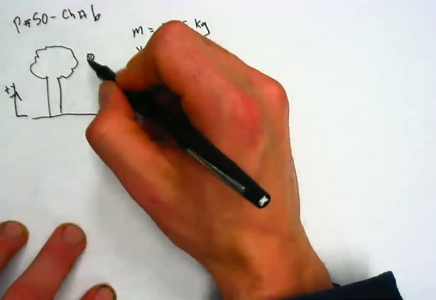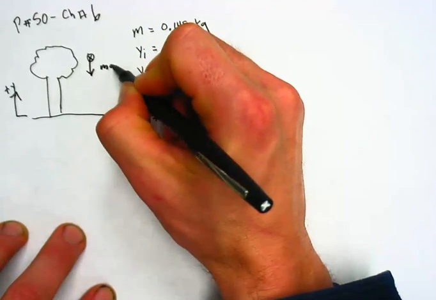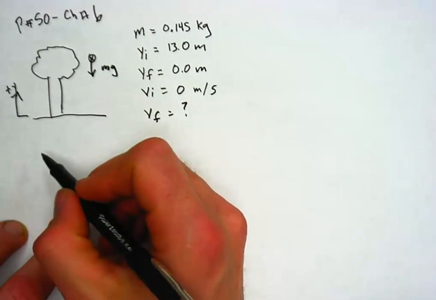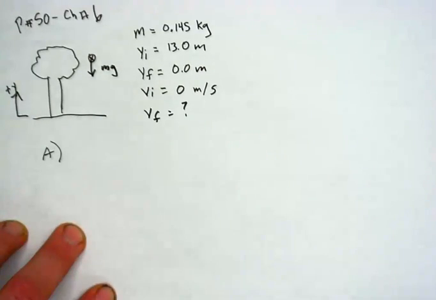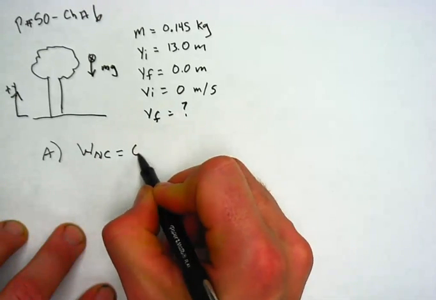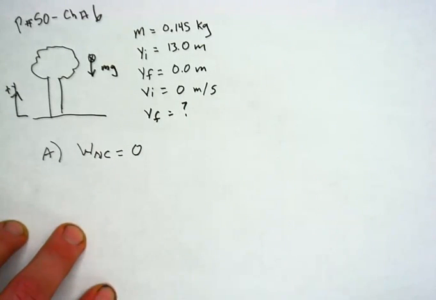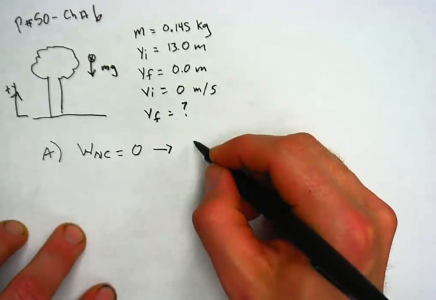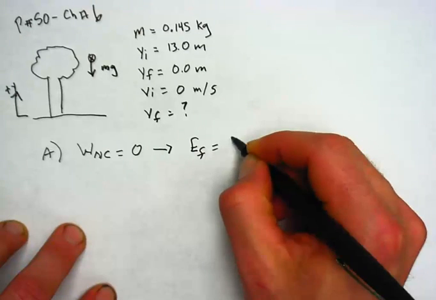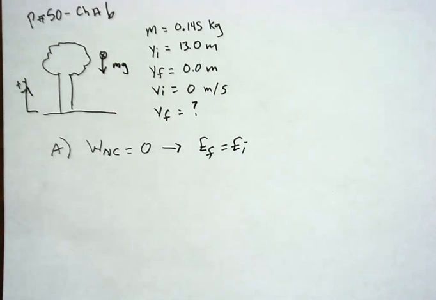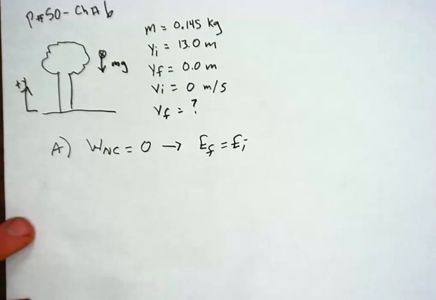Okay, so let's do our free body diagram here. Just one force acting on it, gravity. And what do we want to know? Well, in part A, the problem says if there is no air resistance, so if the work done by non-conservative forces is 0, how fast will it be going? Well, if this is true, we can say that the final mechanical energy of the baseball is equal to the initial mechanical energy of the baseball.